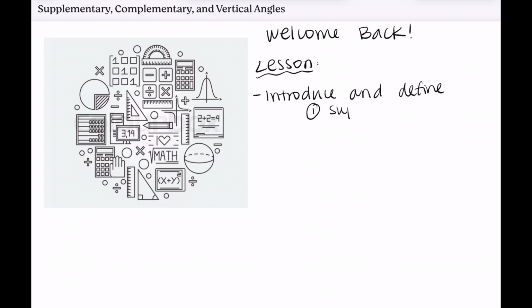We'll start off with complementary. Complementary means that the sum of two angles is 90 degrees. So as you guys can see in this diagram here, we have a right angle. X plus y will give us 90 degrees, so they would be complementary angles.